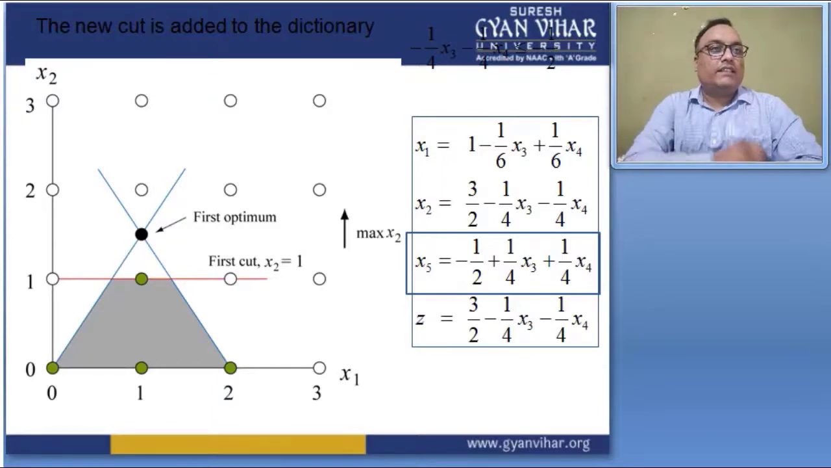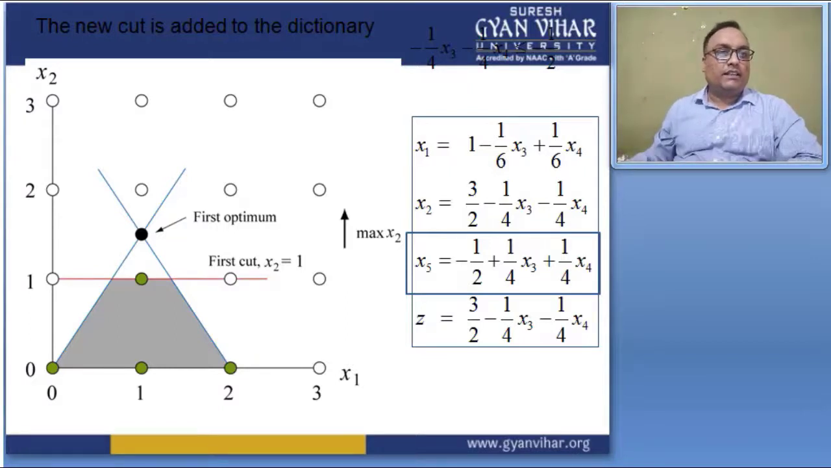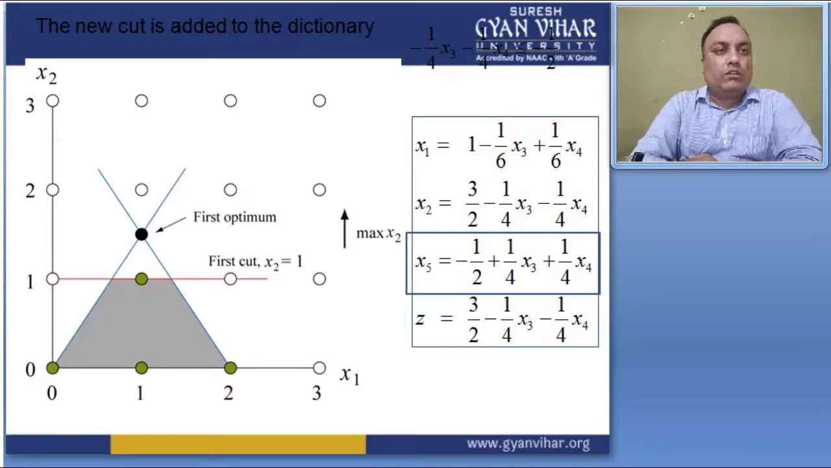Here the new cut is added to the dictionary. This is the plane of x2 equal to 1, the first cut in the x2 line. So this is the new cut that is added, where x2 is equal to 1 for this case.